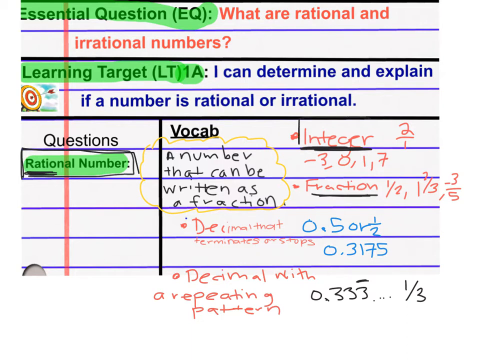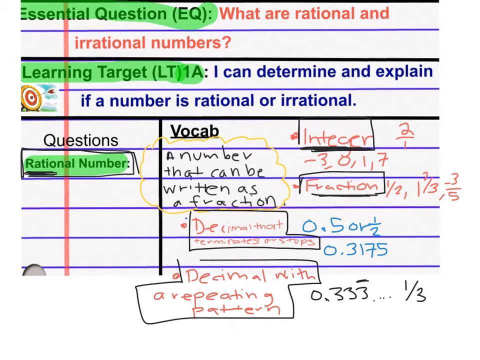1, an integer, a whole number. 2, any fraction. 3, a decimal that terminates or stops. 4, a decimal with a repeating pattern. So those are the 4 ways that you might see a rational number.